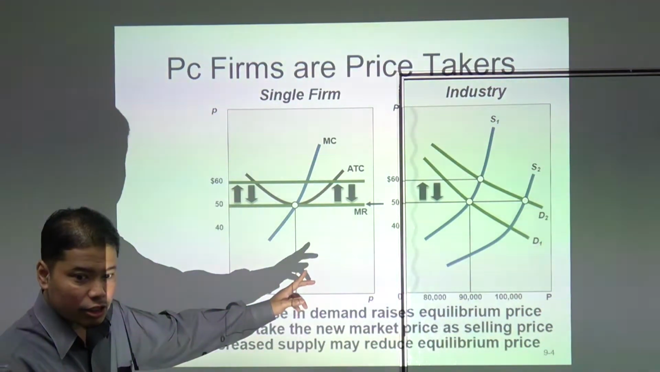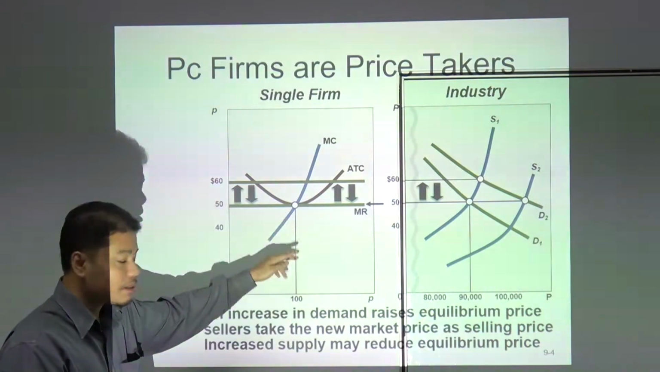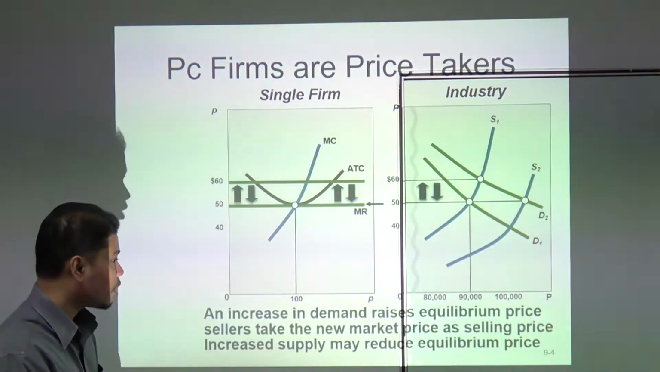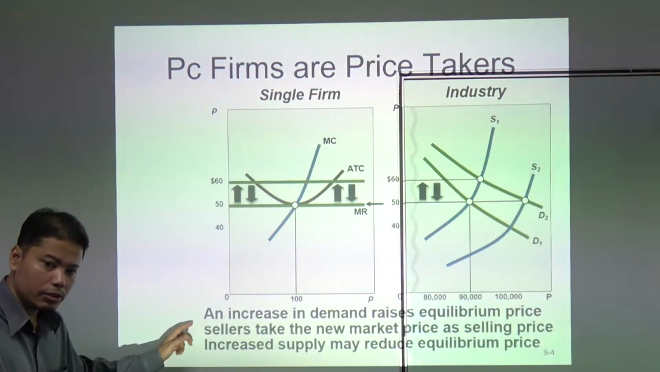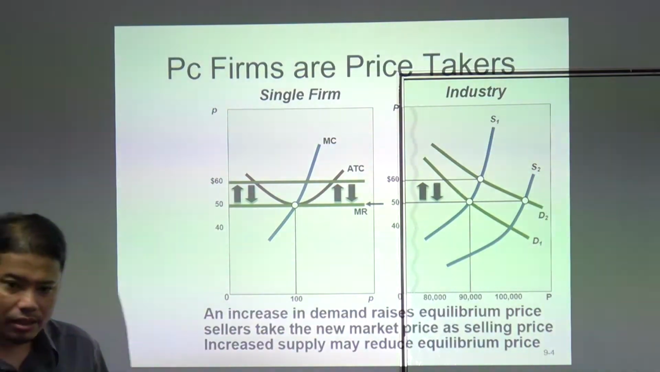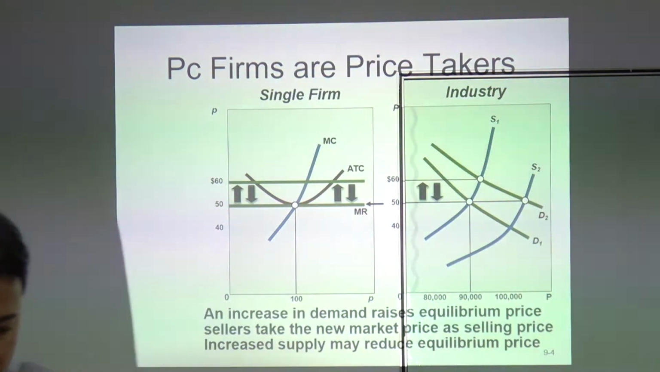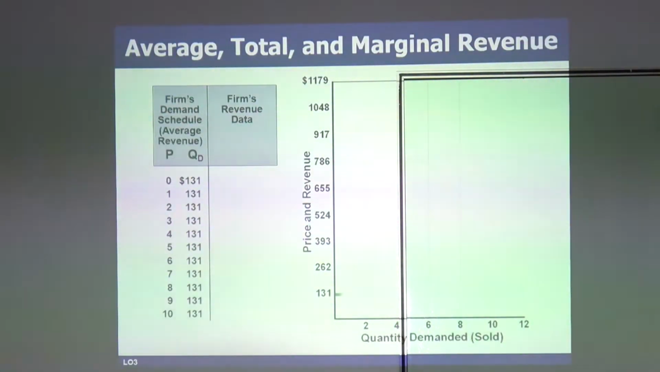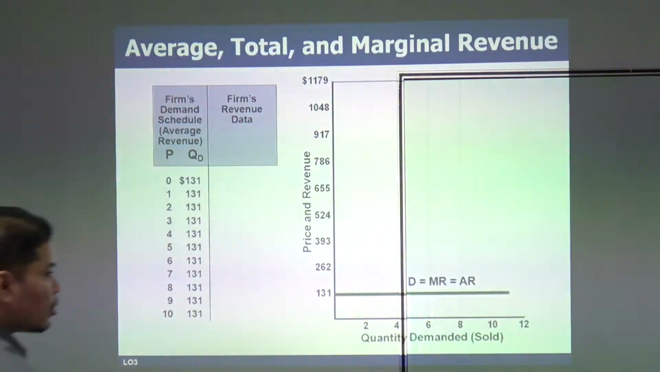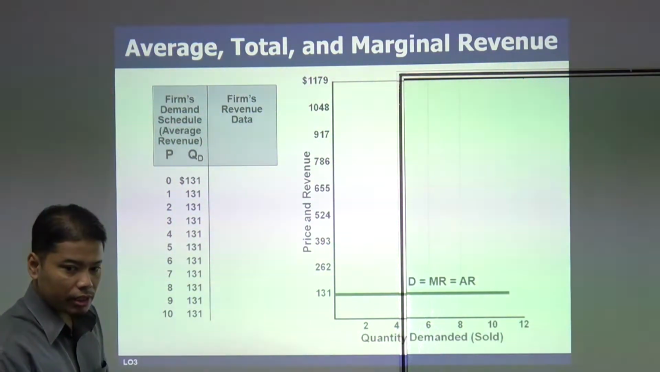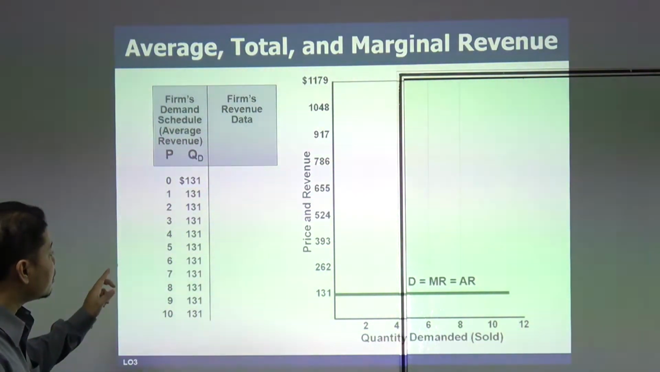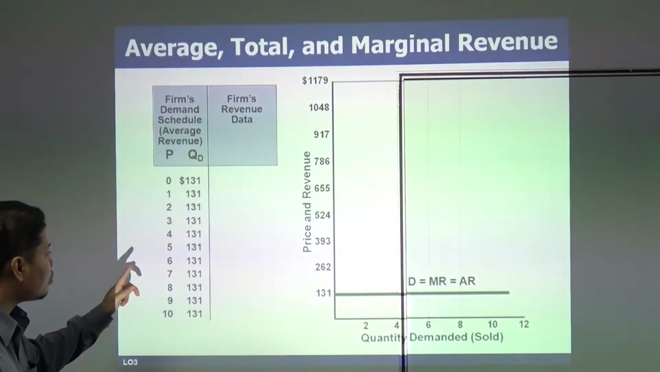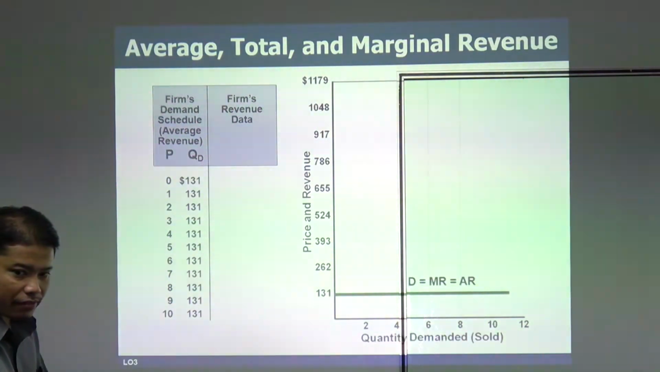Since market supply doesn't shift, the market equilibrium price remains at that level. So that is why individual firms in the purely competitive market can continue to sell additional units even at the same price. They don't have to reduce price in order to sell additional units. Because of the fact that they are able to sell additional units without having to reduce their price, the marginal revenue will be equal to the price and also the average revenue.